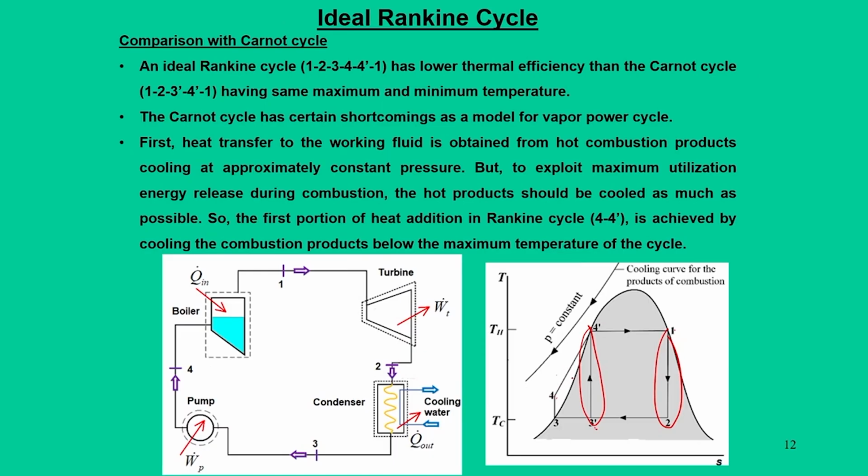The other thing is that from 4 to 4 dash, in this process we are adding heat in a Rankine cycle externally, so that the liquid at state 4 becomes saturated liquid at state 4 dash. In reality, this heat addition is normally done through waste heat or some of the combustion products that go out of the system, which is effectively utilized in this heat addition process. But this flexibility is not there in the Carnot cycle. So, that is the main issue why the Carnot cycle is not practically feasible.